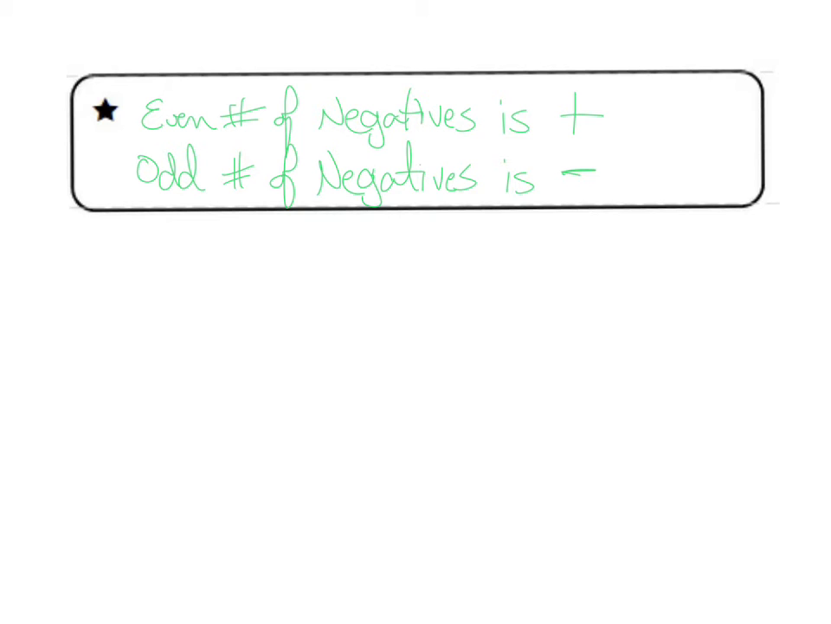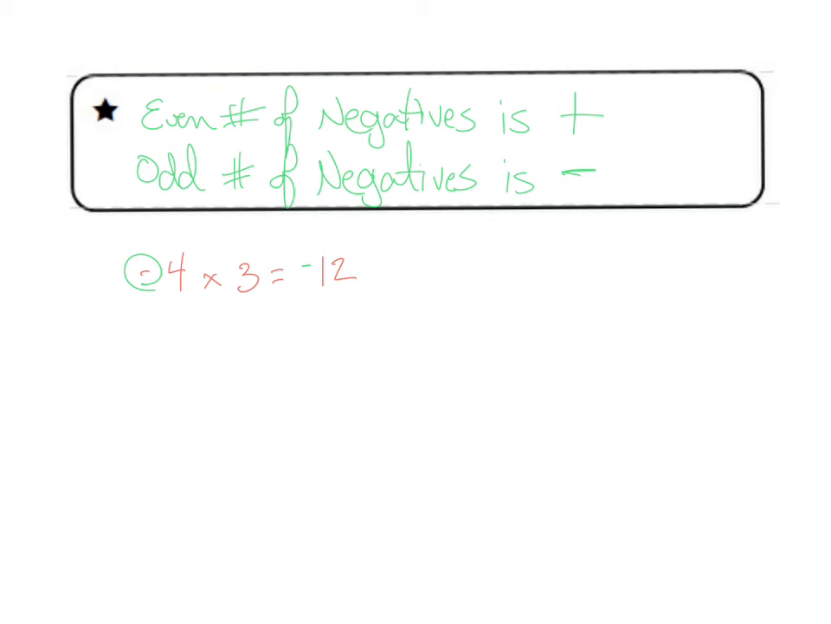Now, let's talk through some examples here. So let's say I have negative 4, and I'm multiplying that by positive 3. 4 times 3 is 12. We have a single negative. That makes it an odd amount of negatives. So our answer is going to be negative 12.